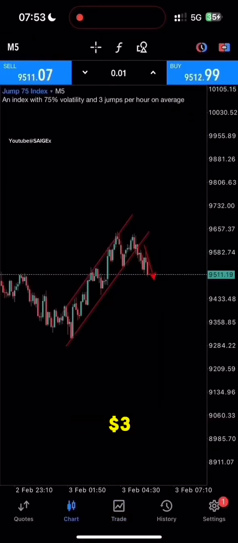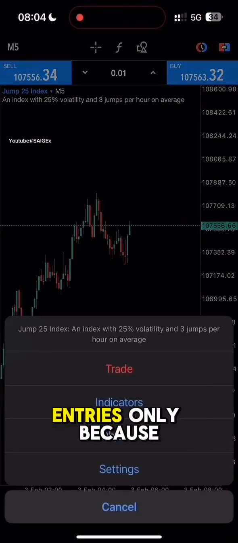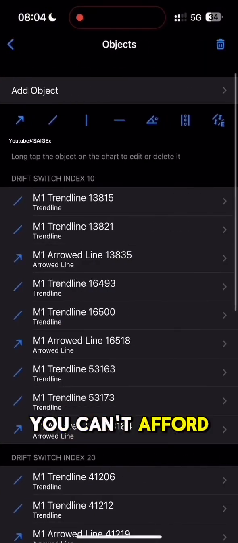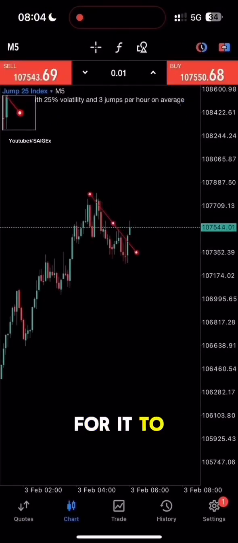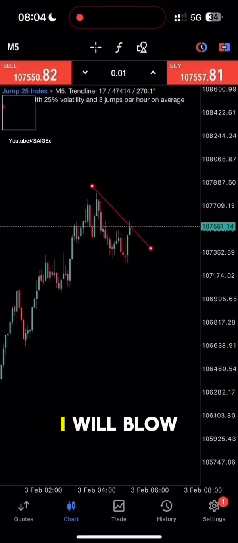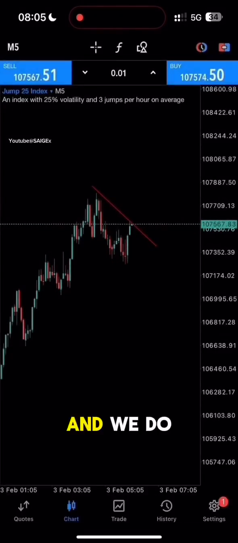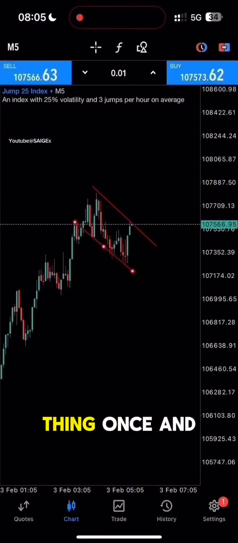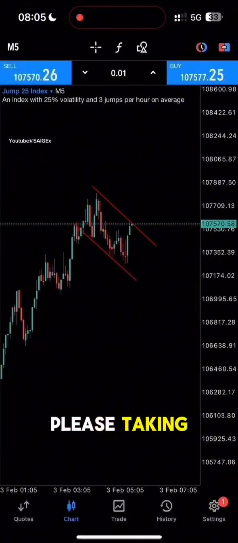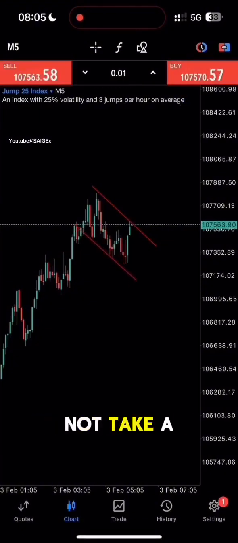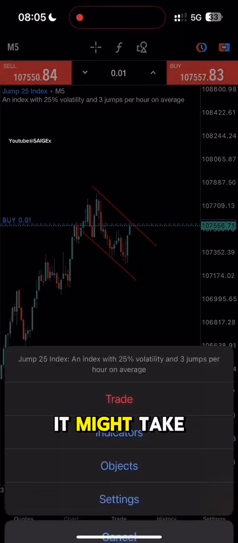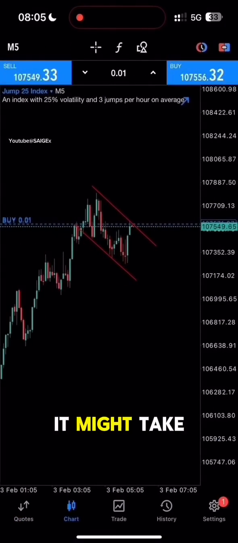So right now we are at $3. I'm using sharp entries only because we can't afford for it to reverse even a single bit. It would blow the account and we'll go back to 0. We do not want to do a shoddy job here. We just want to complete this thing once and for all. Please take note that this does not take a few minutes to complete. It might take days, it might take weeks, it might take hours.